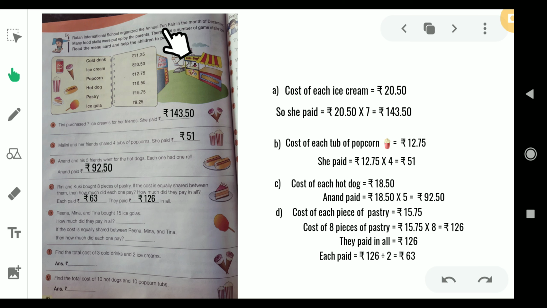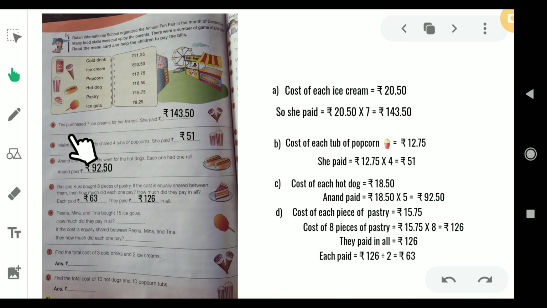See here, usually an annual fun fair will have some stalls like food stalls as well as game stalls, and children will come and participate in that fair and buy something by paying some money. So these are the costs of the items. Cold drink costs 11 rupees 25 paise, ice cream 20 rupees 50 paise, popcorn 12 rupees 75 paise, hot dog 18 rupees 50 paise, pastry 15 rupees 75 paise, and ice gola costs 9 rupees 25 paise. So this is the rate board which was put up in the fun fair organized by Ratan International School in the month of December.